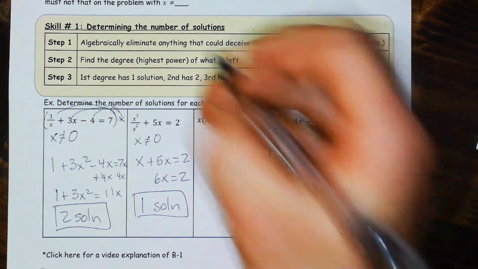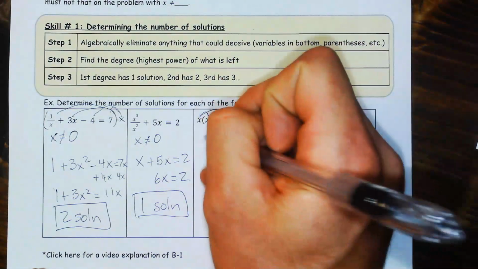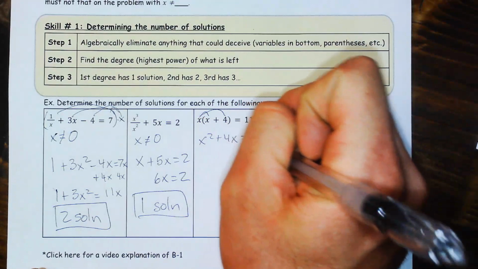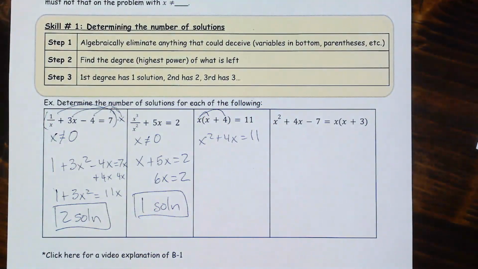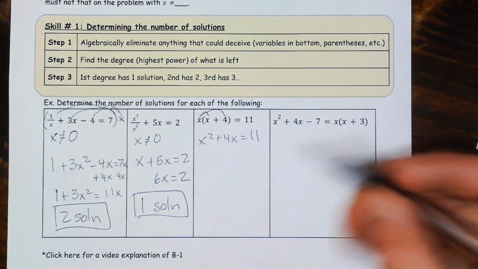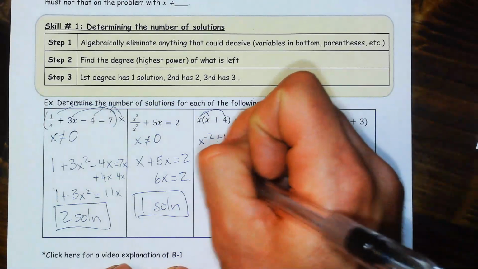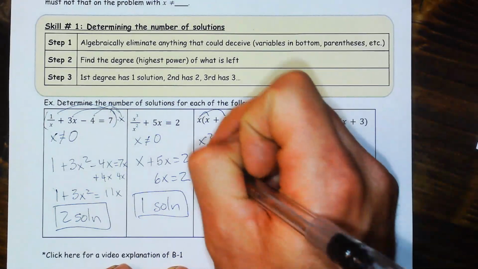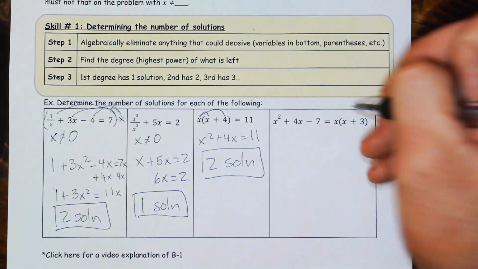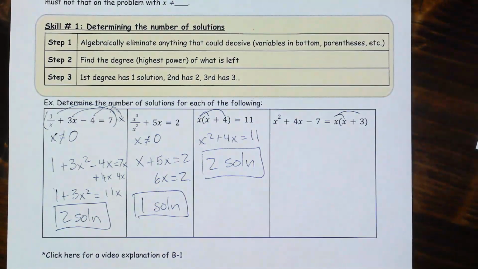Okay, parentheses is the next thing here. So x squared plus 4x equals 11. Nothing to combine there. So I simply say, I have a second degree, so I have two solutions on that one. Okay, same thing with parentheses over here.